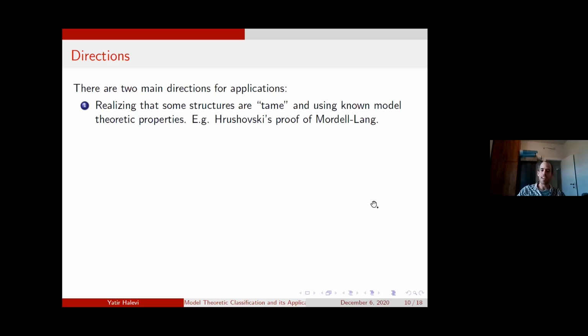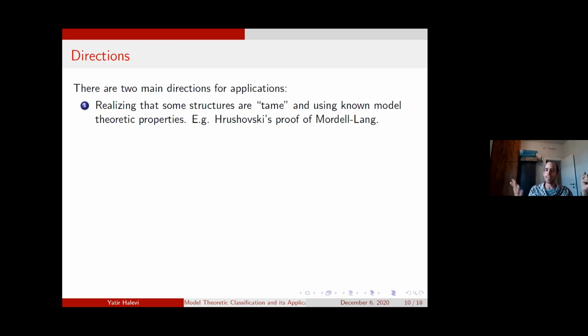One very famous example is Hrushovski's proof of the Bogomolov conjecture, which is a conjecture from algebraic geometry. I won't even say what it means, but for those of you that know what it means, it might say something. And a critical point of the proof really was that he got some kind of structure, and then he said, okay, I know that it might be a complicated structure, but I know that it has very nice model theoretic properties.